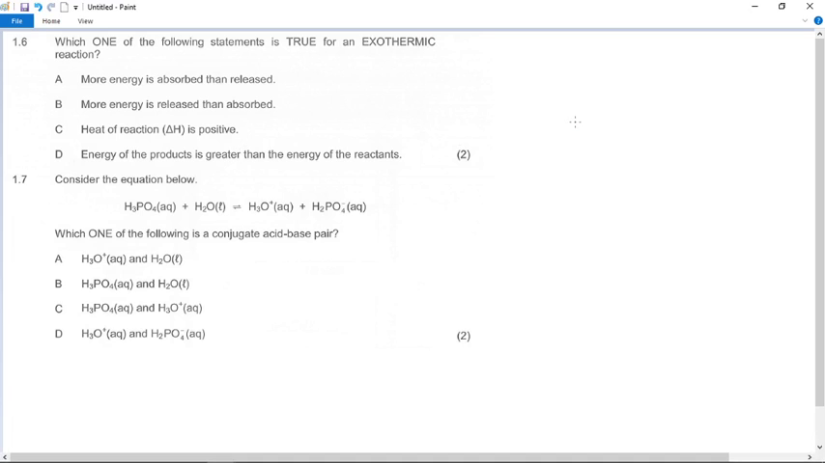Then 1.6. Which one of the following statements is true for an exothermic reaction? Well, if you don't rule out C immediately, that delta H is positive, then you have not been doing your homework. Delta H is always negative, okay? More energy is absorbed than released. No, this makes things go cold when you absorb energy. More energy is released than absorbed. Yes, this looks correct, okay? The energy of the products is greater than the energy of the reactants. No, that is an endothermic, so the answer here is B.